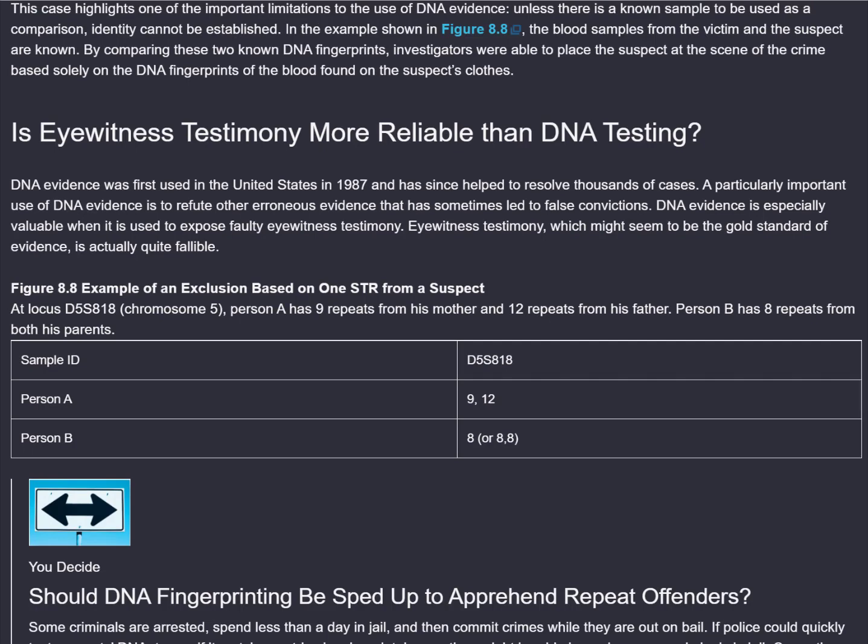This case highlights one of the important limitations to the use of DNA evidence. Unless there is a known sample to be used as a comparison, identity cannot be established. In the example shown in Figure 8.8, the blood samples from the victim and the suspect are known. By comparing these two known DNA fingerprints, investigators were able to place the suspect at the scene of the crime based solely on the DNA fingerprints of the blood found on the suspect's clothes.